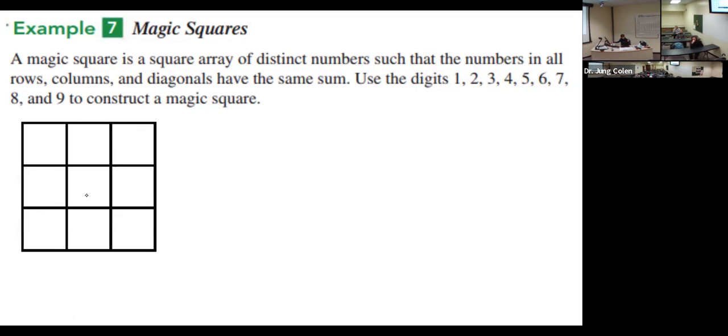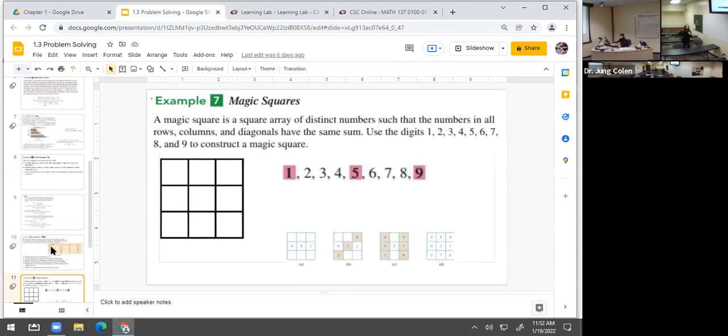And my homework for you guys: complete this magic square by Friday. Friday? Okay, by Friday. Your answer could be different from your friends. Okay? So complete this magic square by Friday. And homework section 1.3. Okay, so that's the only homework. Alright? I will see you guys on Friday then.